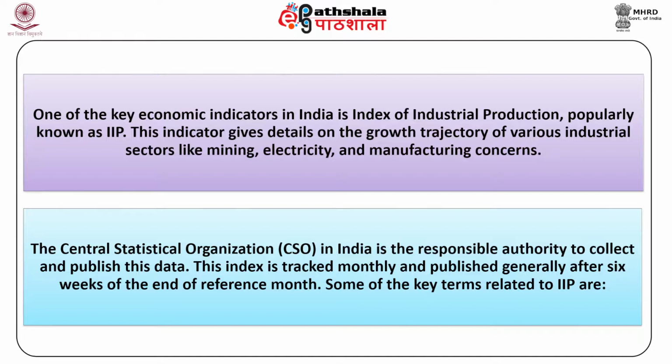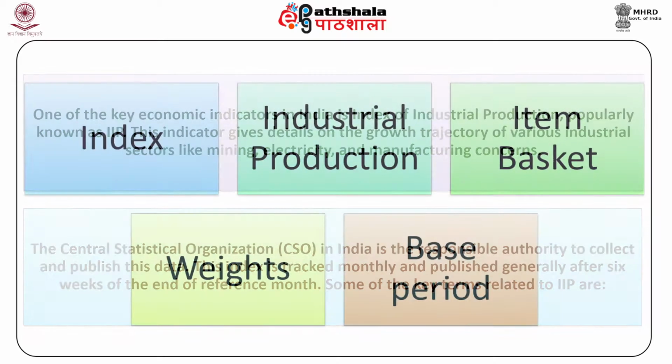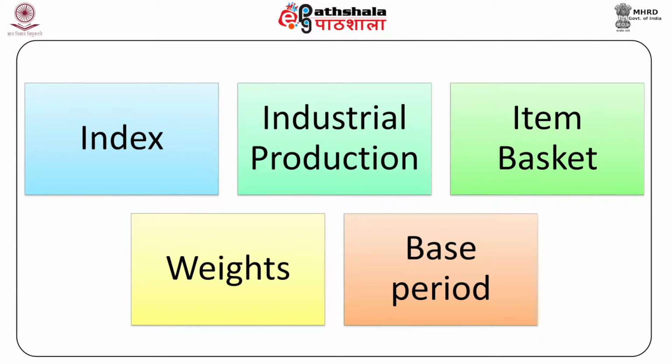The Central Statistical Organization or CSO in India is the responsible authority to collect and publish this data. This index is tracked monthly and published generally after 6 weeks of the end of the reference month. Some of the key terms related to IIP are: number 1, the index. An index is a composite representation in the form of an absolute number free of units of measurement with reference to a chosen point called the base period.